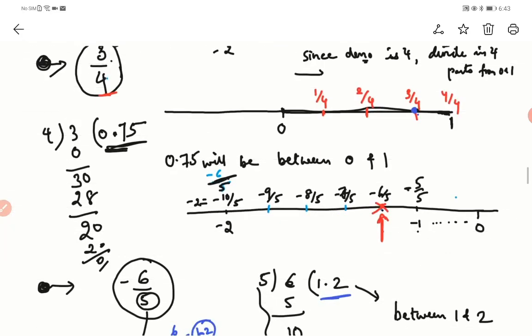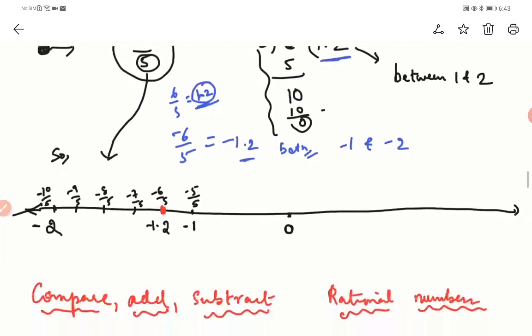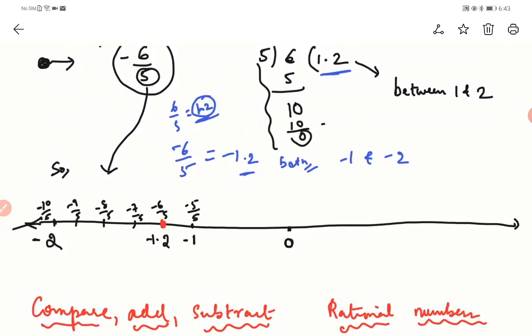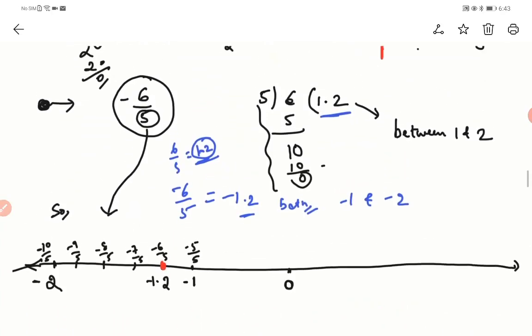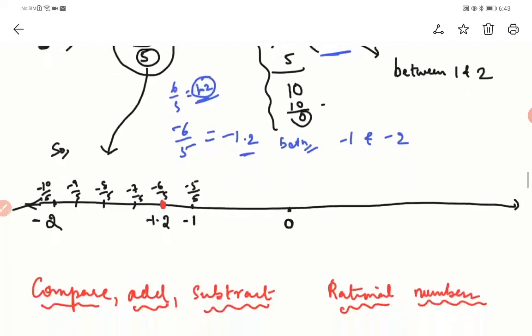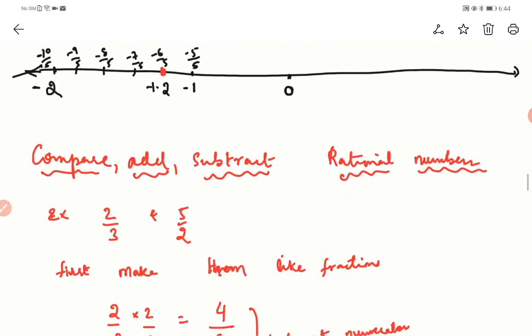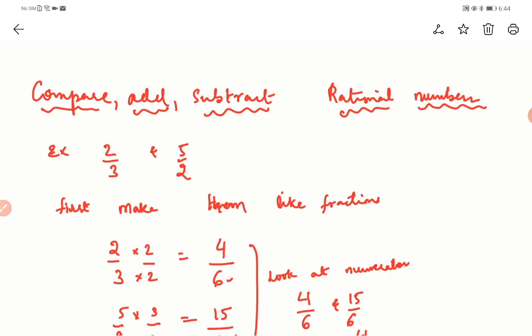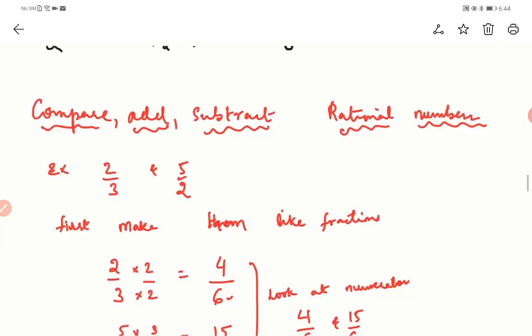Okay, let's move on. Here, see, here I've plotted, that is -1/2. Okay, right. Now they will ask you different operations on rational numbers, comparing, adding, subtracting. Okay, how are you going to do that? It's the same as how we have done in the fractions part.